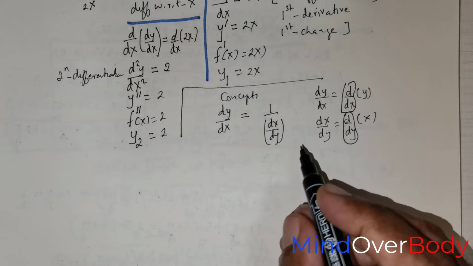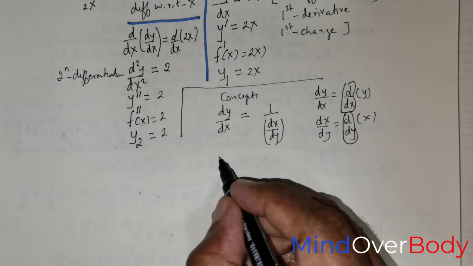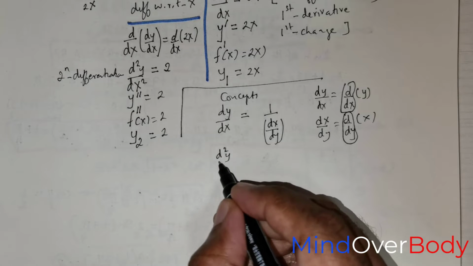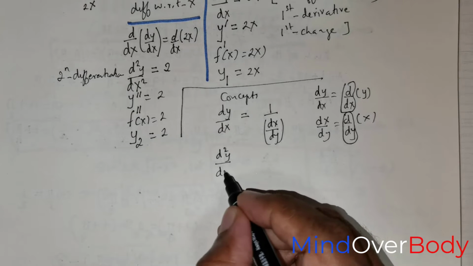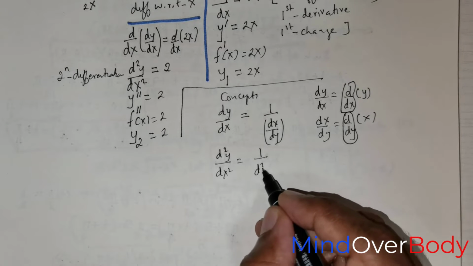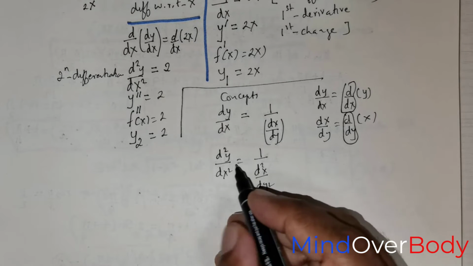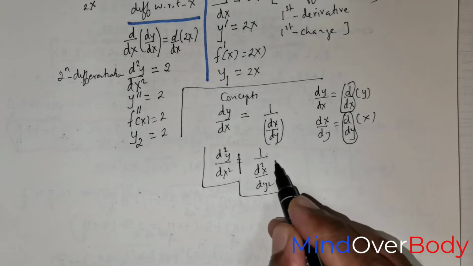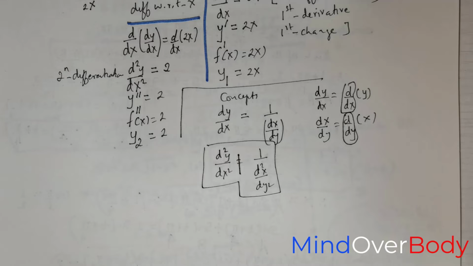Now why did I make that statement? Because more often than not people tend to assume that d squared y over dx squared will also be equal to 1 over d squared x over dy squared. This is not going to be true. This is absolutely a false relation.